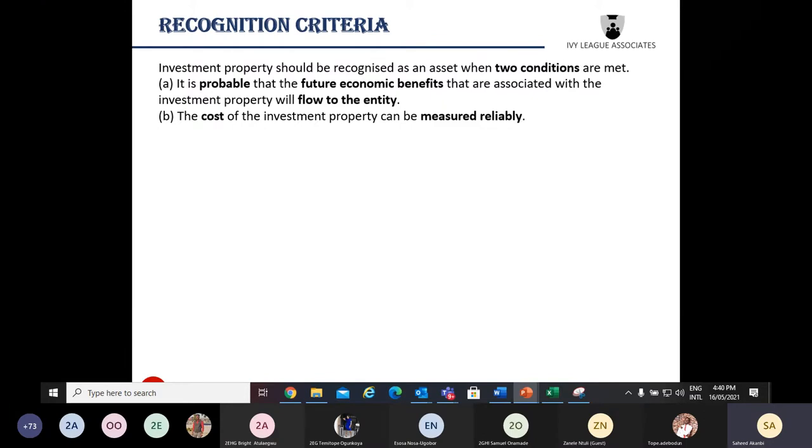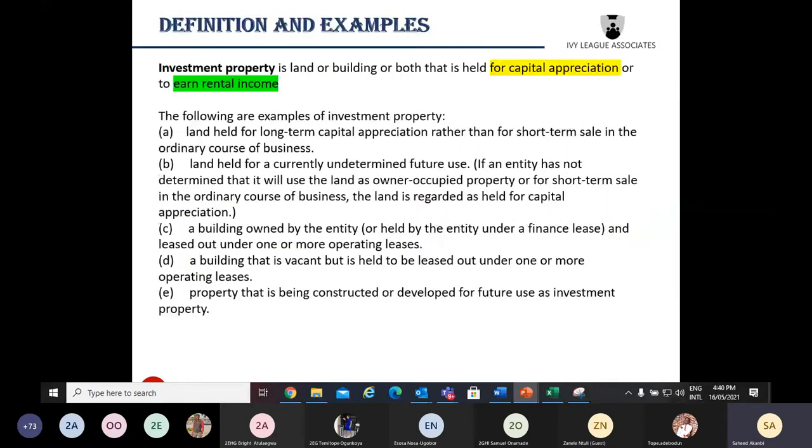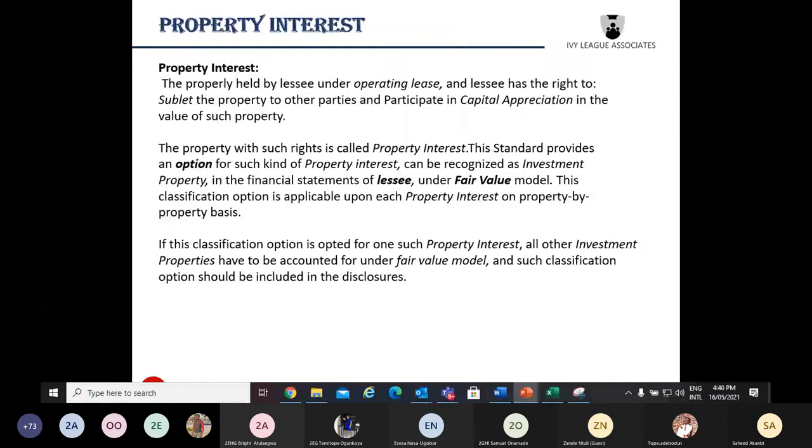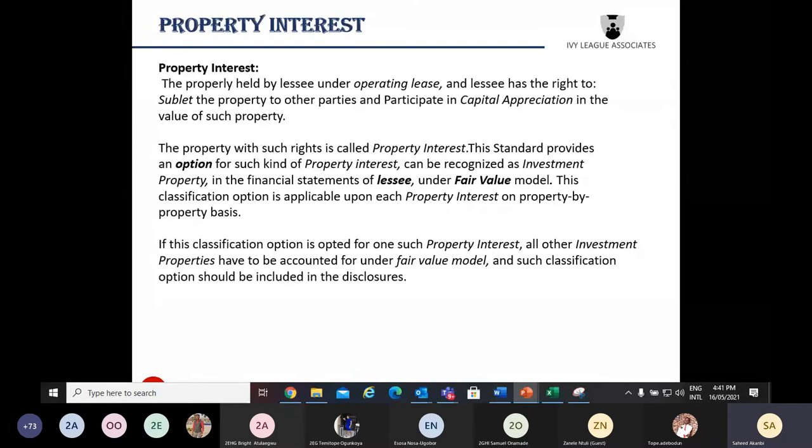Okay. Before I go to measurement of an investment property, let me talk about three things. The first one I want to talk about is property interest. Please, I want you to listen to me. Property interest. What am I referring to?